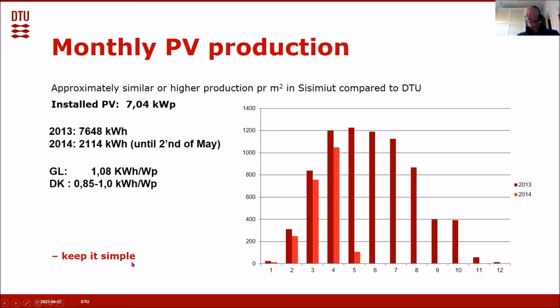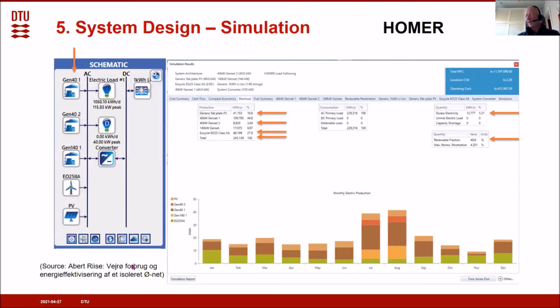Still, keep it simple. The system design: how large a PV? How large a wind turbine? We have used Homer as an example. It's a rather good simulation program where we can introduce the gensets, the size of that, and let the system optimize to get the best economy in our investments.